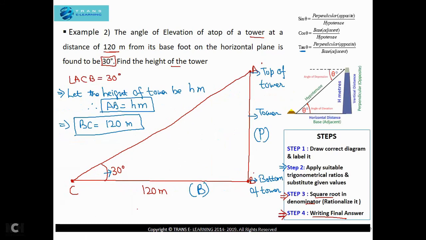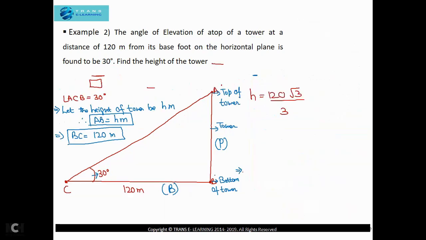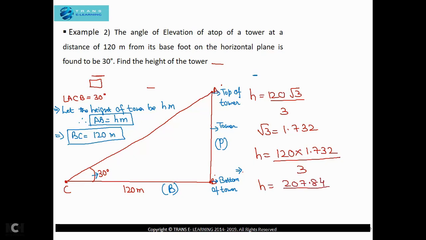Now as per the step 4, we need to write the final answer up to 3 decimal places. I would recommend, if nothing is given, write the answer up to 3 decimal places. For that, we need to substitute the value of root 3 up to 3 decimal places. So the value of root 3 will be 1.732. So on substituting the value of root 3, it is 120 into 1.732 divided by 3. So we will get 207.84 in the numerator on multiplying 120 into 1.732 divided by 3. So if you divide, you will get the answer as 69.28 meters.